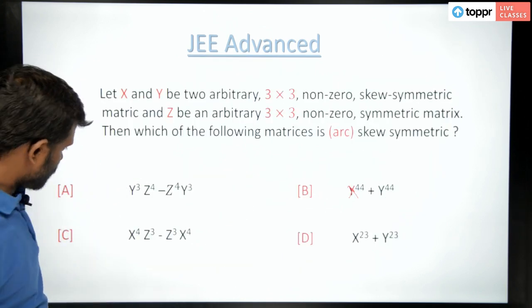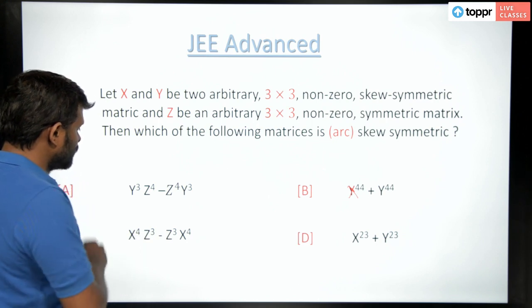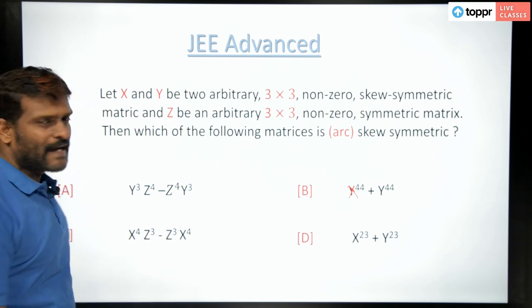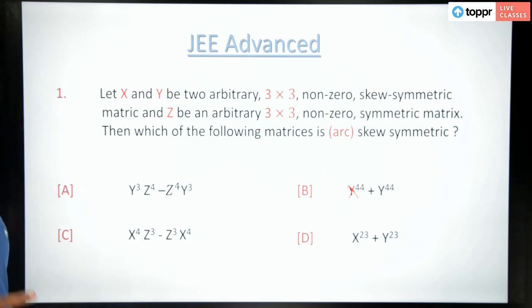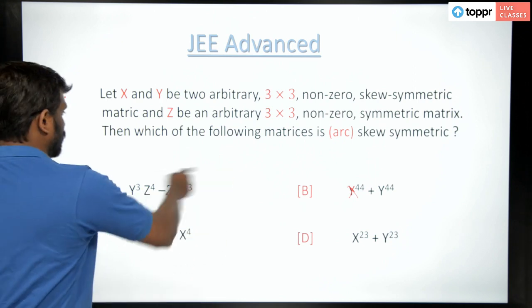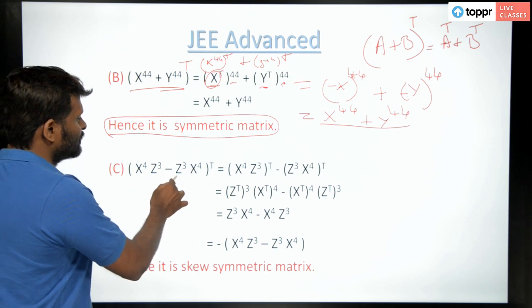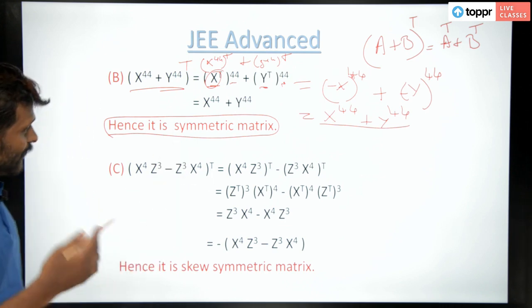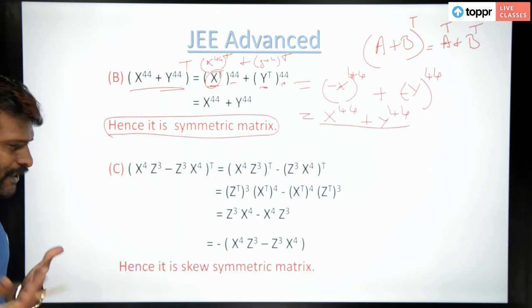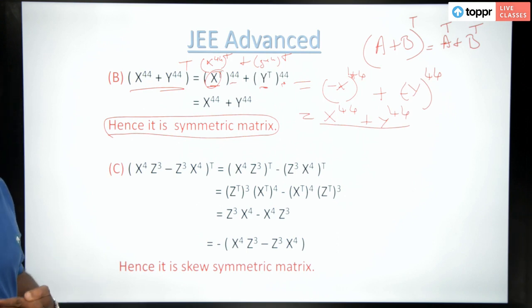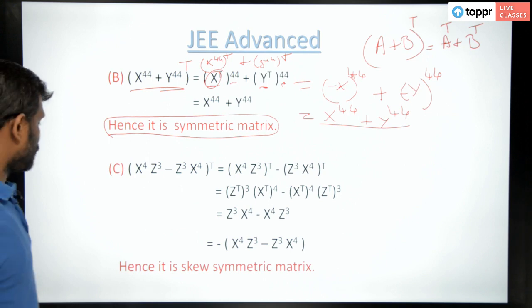What is the third option? x power 4 z cube minus z cube x power 4, remember that. So, x power 4 z cube minus z cube x power 4, and I am trying to find its transpose. See, what we are trying to do here is just finding its transpose and checking whether it is equal to itself or it is negative, nothing else, right.